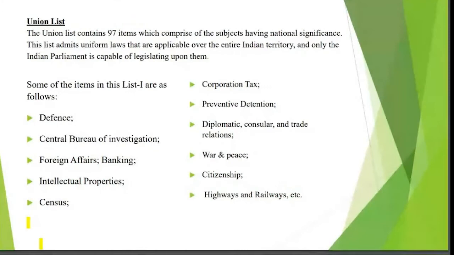Now let's have a look into the three lists. Firstly, the union list. It consists of 97 items having national significance, and only the Indian Parliament is capable of legislating on these matters. Some of the important items in this list are defense, Central Bureau of Investigation, corporation tax, preventive detention, war and peace, citizenship, highways and railways, etc.